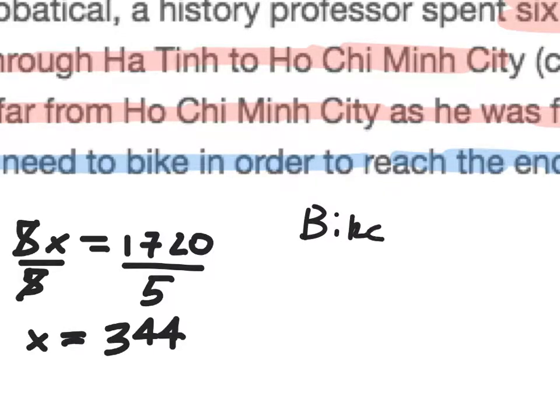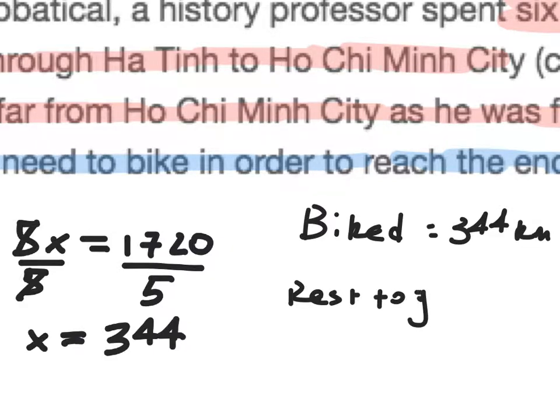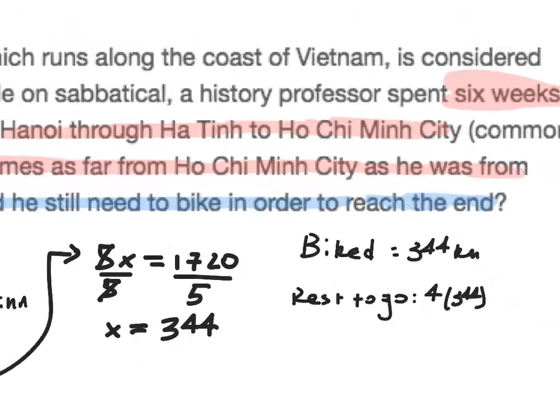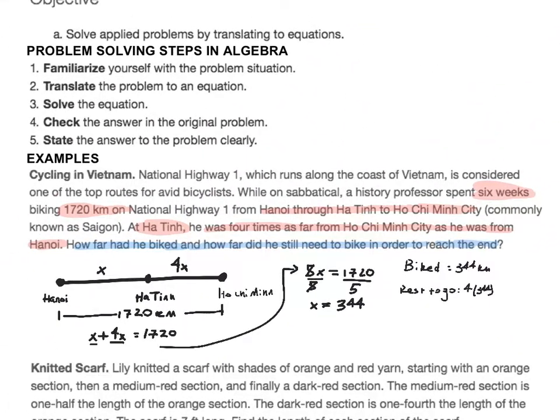So he had biked, and that's the value of x, which is 344 kilometers. And then the rest of the trip to go is going to be 4 times 344. And the way I get that is because, I'm thinking about this.